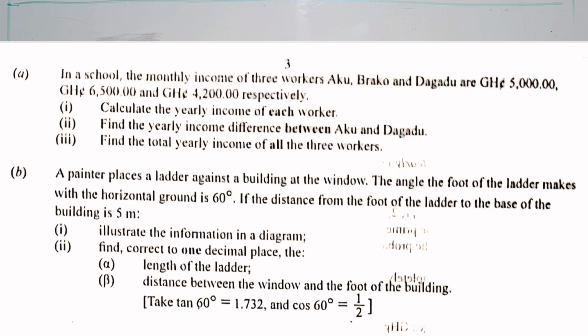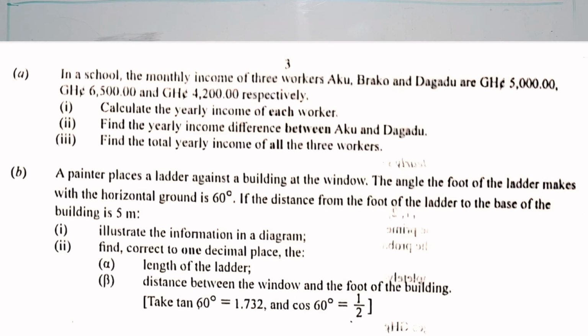So question 4 is on the screen. It says, in a school, the monthly salary, or the monthly income, of 3 workers, Aku, Braco, and Dagadu, are 5,000 Ghana cedis, 6,500 Ghana cedis, and 4,200 Ghana cedis respectively. Part (i) says calculate the yearly income of each worker, find the yearly income difference between Aku and Dagadu, then find the total yearly income of all the 3 workers.